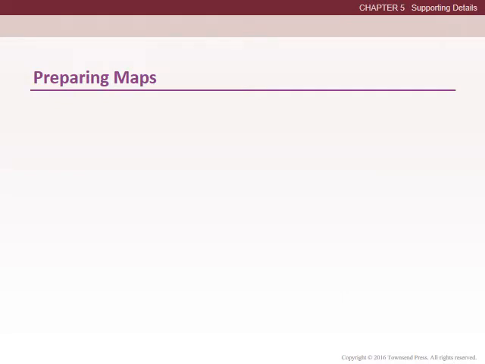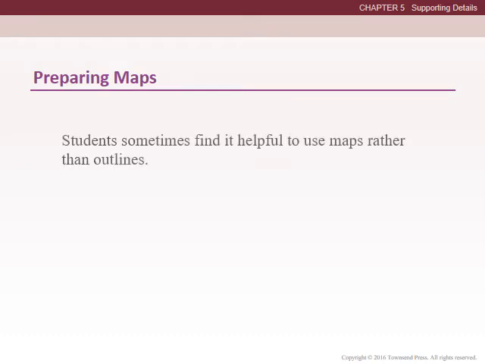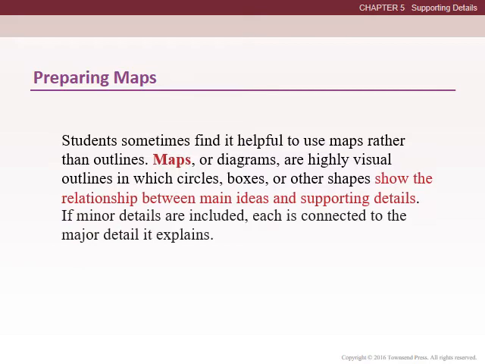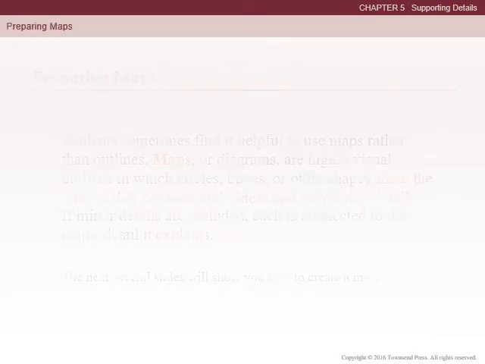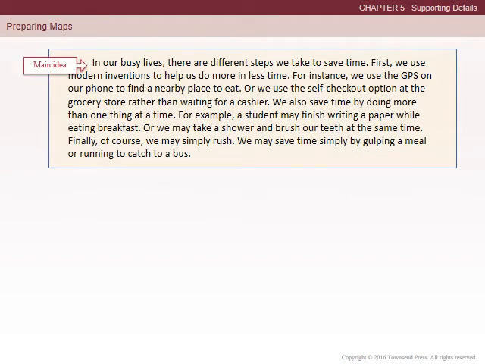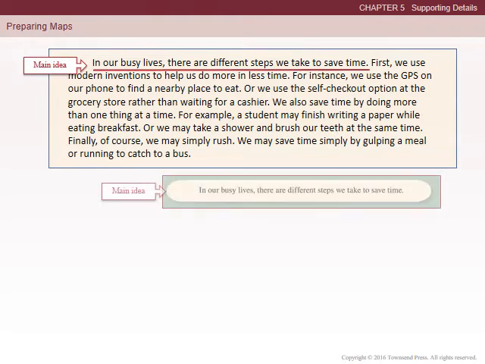So another way of organizing your thoughts or the notes on a paragraph is what we call a map. A map is a diagram that uses boxes or circles, but again, it's showing the relationship between these different ideas. So again, here we have a paragraph. The main idea is going to be this one: in our busy lives, there are different steps that we take to save time. So the main idea is going to go up at the top in the longest and the biggest box.